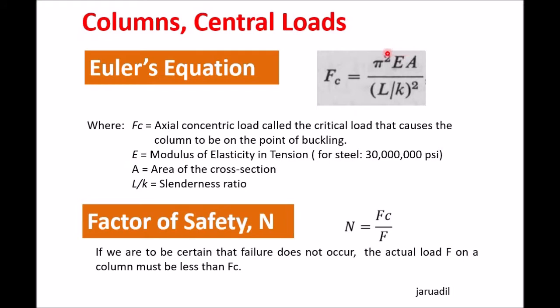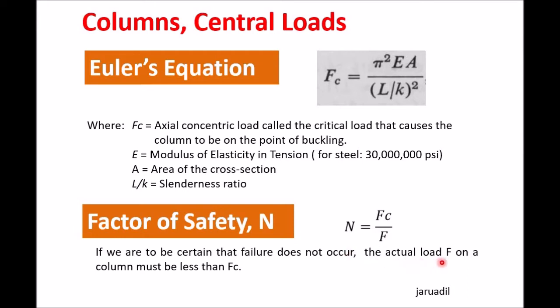E, in this equation, is equal to the modulus of elasticity in tension. For steel, it is equal to 30 million psi. And A is the area of cross-section, and L over K is equal to the slenderness ratio. The factor of safety, when incorporated in this formula, is equal to Fc, the axial concentric load called the critical load, divided by F. This is the actual load.